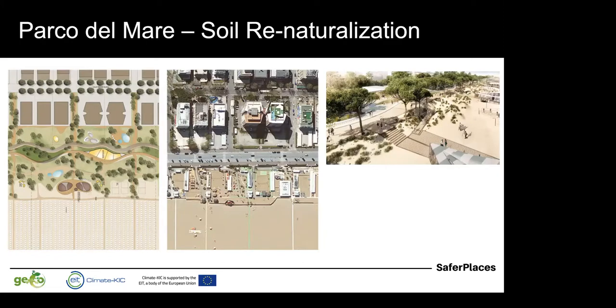So the renaturalization will increase the infiltration capacity of the area and consequently reduce the pluvial flood risk of the area during the heavy summer storm.